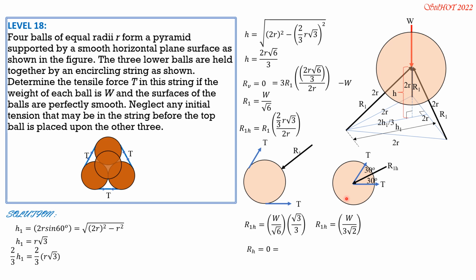Then finally, the sum of horizontal forces is 0. These two tensions are positive in that direction. So each component is T cosine 30 and there are 2. So 2 times T cosine 30 degrees, minus R1H, which is W over 3 square root of 2, equals 0. So 2T cosine 30 is T square root of 3. Therefore, T is W over 3 square root of 2 over square root of 3. So therefore, T is W over 3 square root of 6. That's the exact value. That's it.